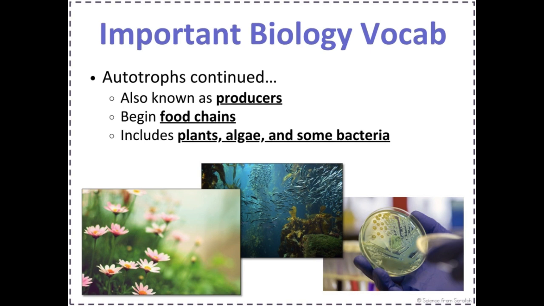They're also known as producers. They are primary producers, so they begin the food chain. These are going to be all of our plants, algae, and some bacteria. Almost all organisms depend on these guys for food that they produce. So our herbivores, something that only eats plants, are dependent on these guys for all of their nourishment. So if these guys aren't there, they will not survive.